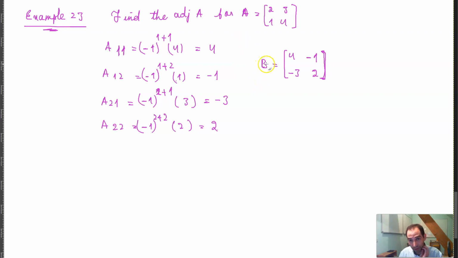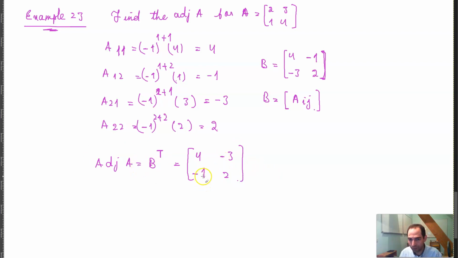And matrix B is basically this matrix, which is the cofactors of these elements here. So A of ij, for example, that you can say. And now the adjoint of A, the adj of A, is the transpose of B. You can write it as B raised to the power T or some notation like that. And the transpose of B is equal to this matrix 4, negative 1, and negative 3, and 2. And that becomes the adjoint of A: 4, negative 3, negative 1, 2.